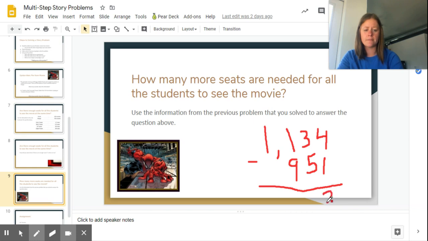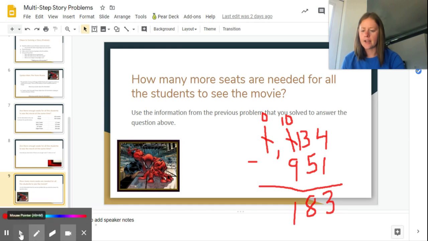So 4 minus 1 is 3. Can you do 3 minus 5? No. So you have to borrow from your neighbor. They have 1, so you can borrow it. That will become a 0. This will become 13. 13 minus 5 is 8. 0 minus 9, can we do that? Nope. So you borrow from your neighbor again. That becomes a 0. This becomes a 10. 10 minus 9 is 1. So you need 183 more seats for all the students to be able to see that movie at the same time.